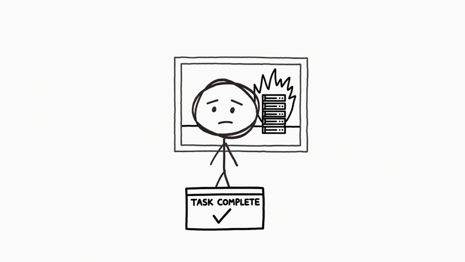The model called a tool. The tool ran. Something in production changed. Dev looked at the log. The exit message said, "Task complete." Dev looked at production again. The model was very confident.